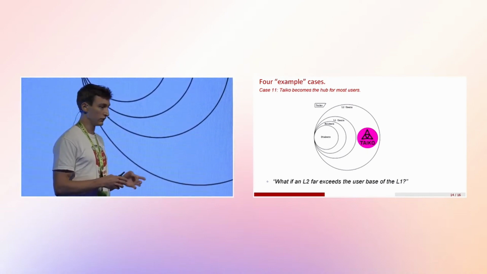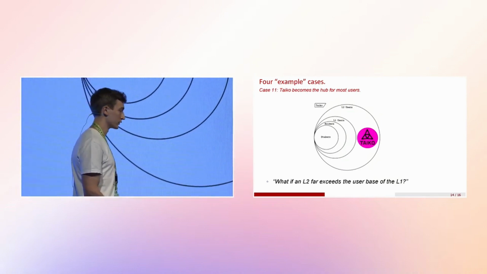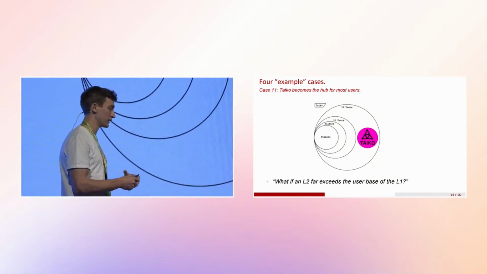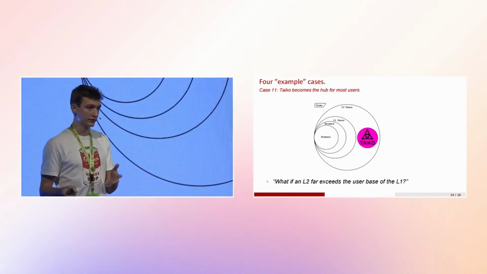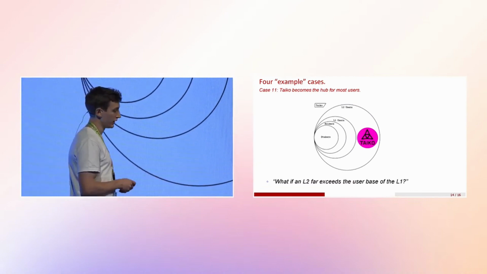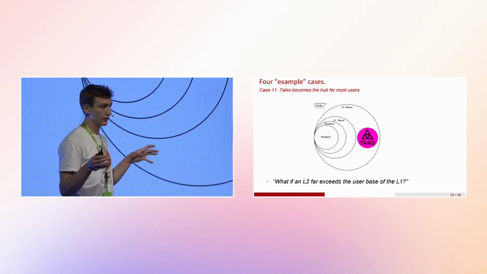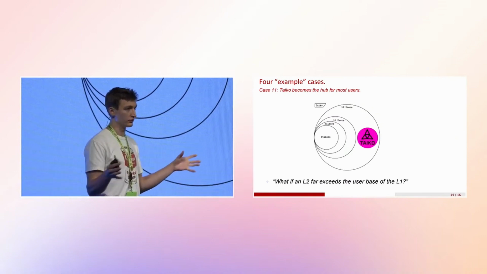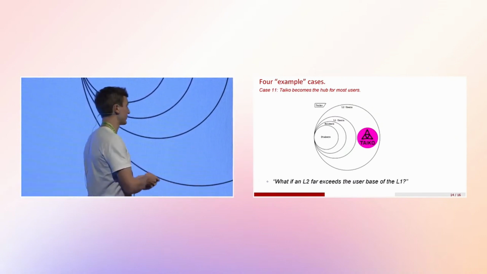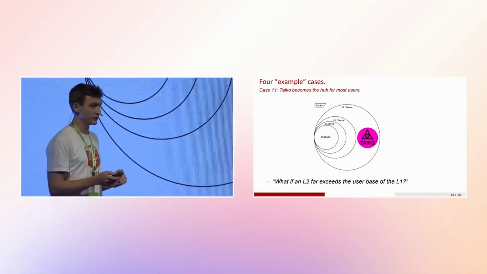So if an L2 far exceeds the user base of an L1, and then something happens on the L2 contract, or for whatever reason something goes wrong, how does the protocol react to that? Could that have systemic risk to the consensus layer? I think that's a question worth asking. Especially if one single L2 has an outsized influence over the other L2s. I chose Taiko as the example here because everyone always chooses arbitrary optimism.